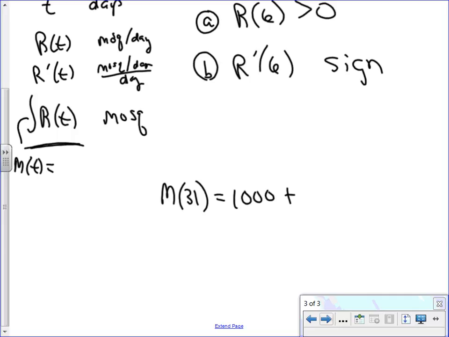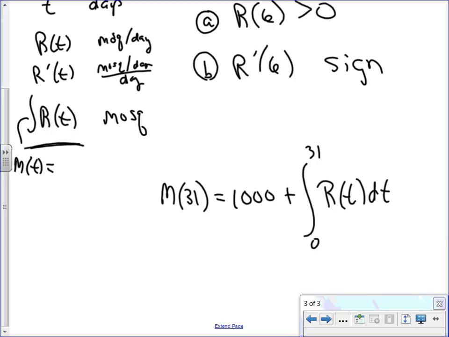At time 0. And then we are going to do the antiderivative from 0 to 31 of M prime, and M prime is R. You don't have to call that M of 31. Just sometimes it helps me to give it a name. Number of mosquitoes at 31. How many were there at the beginning? Plus how much did it change? Everybody say? Yes?